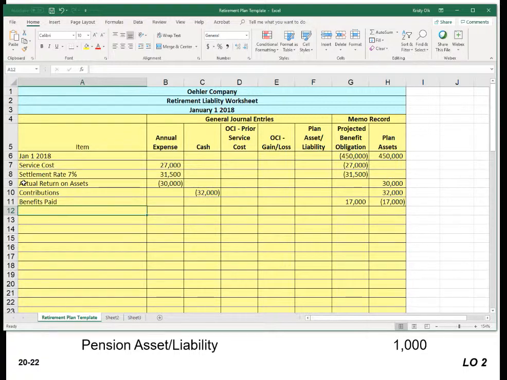So here we have actually completed the worksheet itself in all of this. I apologize for that.